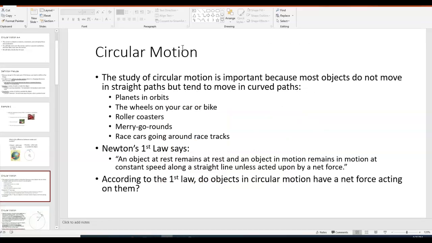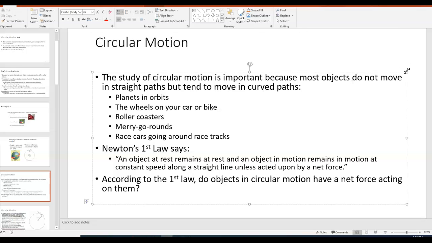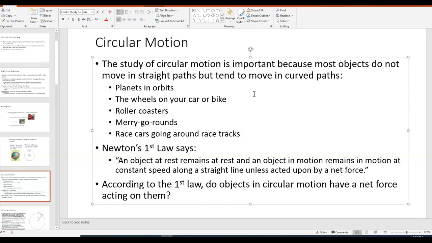So now let's get to the key concept of circular motion. This is important because most objects in real life don't move in a straight line. Most objects move in some type of circular path. The planets going around in orbit, the wheels on your car, the wheels on your bike, roller coasters go around in some type of circle, merry-go-rounds, race cars go around racetracks in some type of circular motion. If you imagine how many times you turn in a day, every time you turn, it's like you're moving in a little circle. You can't live your life only moving in a straight line. You have to turn sometimes, right? And so the study of circular motion is actually pretty important.